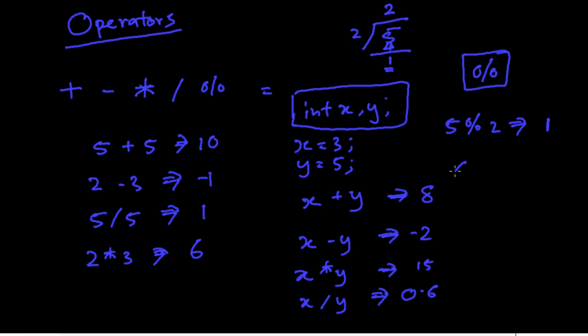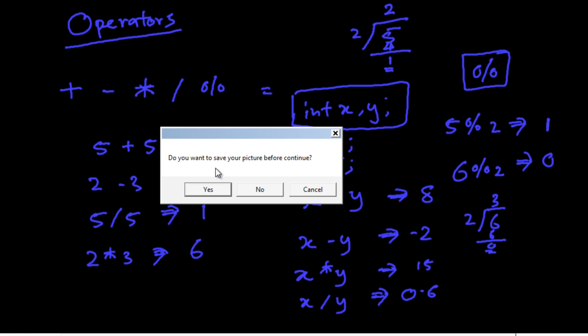Same for this, if we have 6 modulus 2, let's do it down here, 6 divided by 2 has a remainder equal to 0. Simple as that. Now let us move on to, what should I say, more advanced operators.